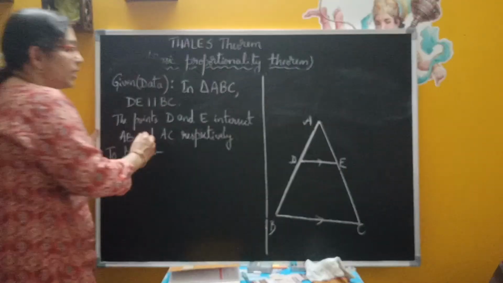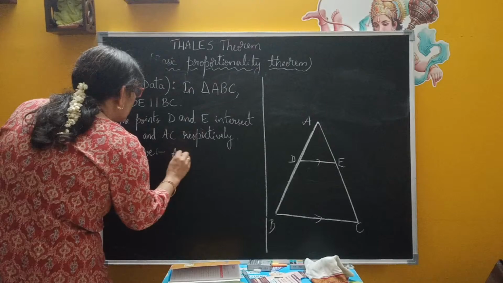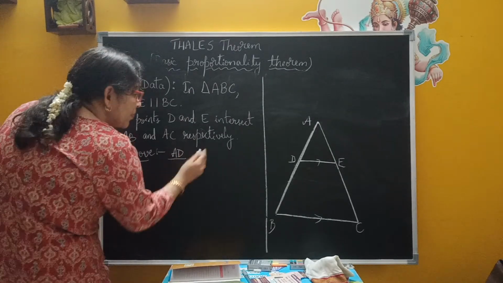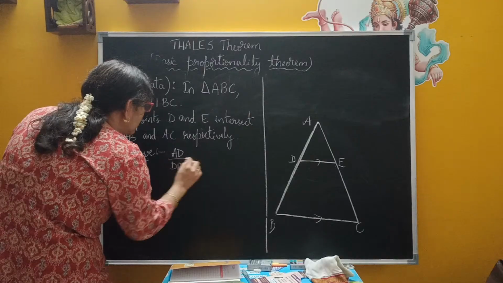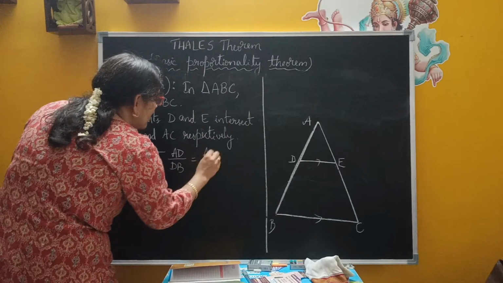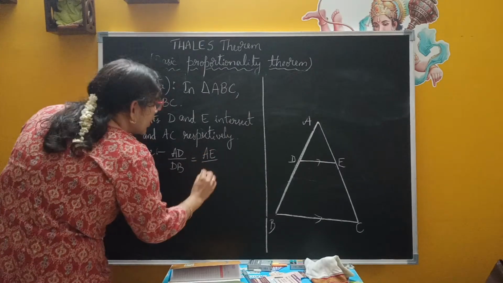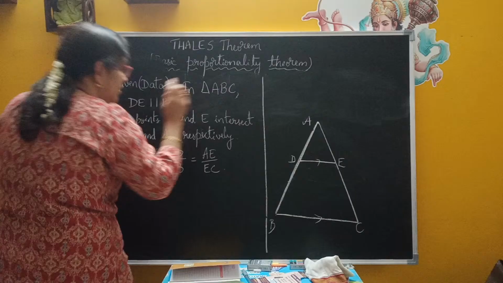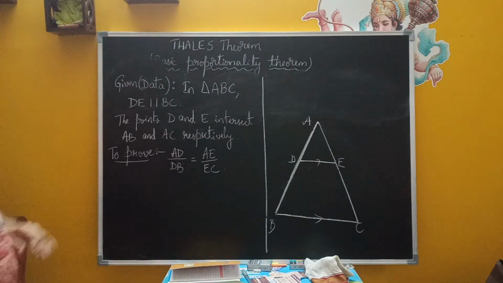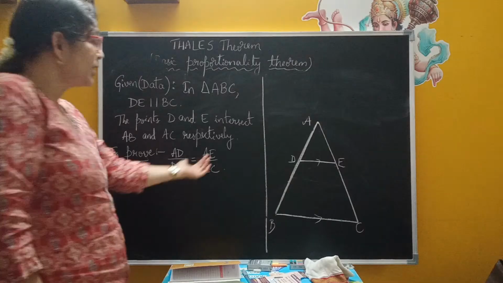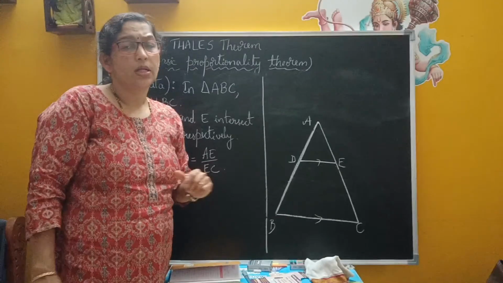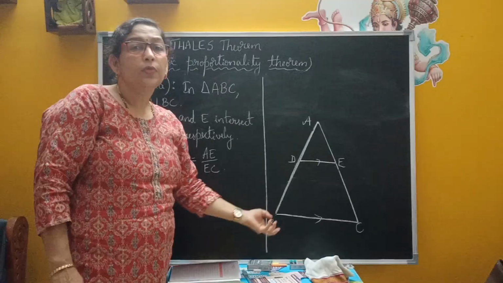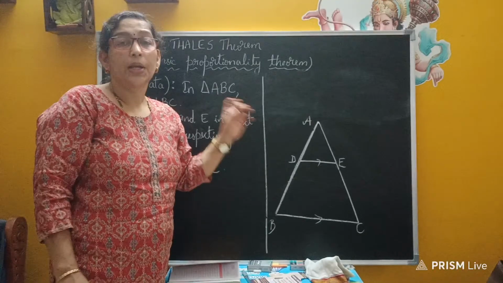Let us write now AD by BD, or DB, is equal to AE by EC. This has to be proved. How can we prove this? Directly, without any construction, can we prove this? No, it's not possible. So to continue with this, we need to do some additional construction.